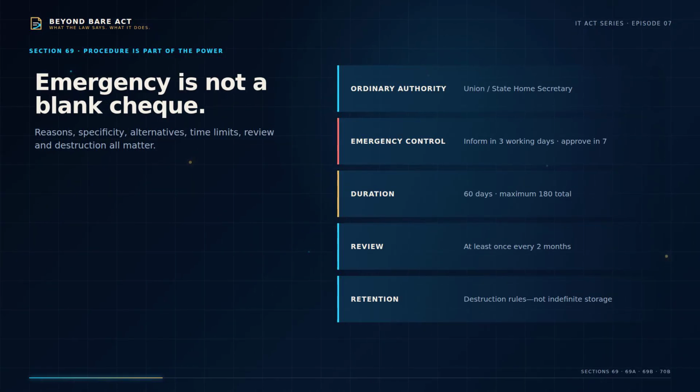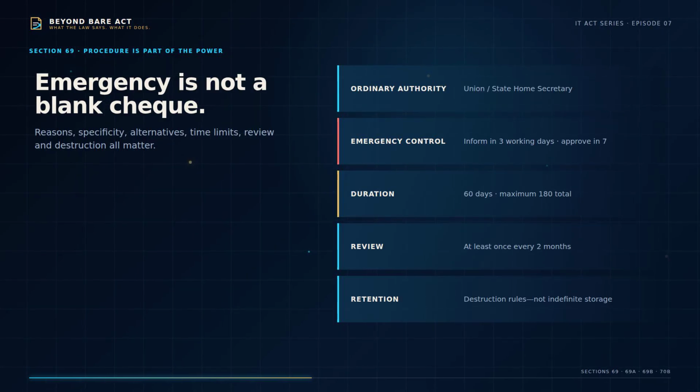Where the special emergency route is used, the competent authority must be informed in writing within 3 working days, and approval must be obtained within 7 working days. Without approval, the activity must stop. The order must state reasons. A copy must reach the review committee within 7 working days. Before issuing it, the authority must consider whether the information can reasonably be obtained by another means.